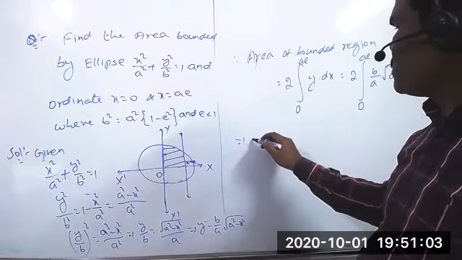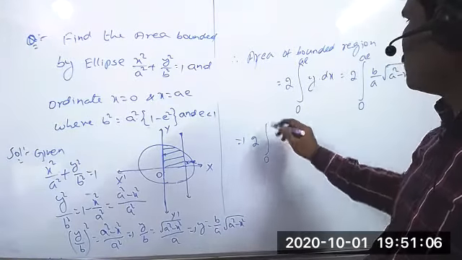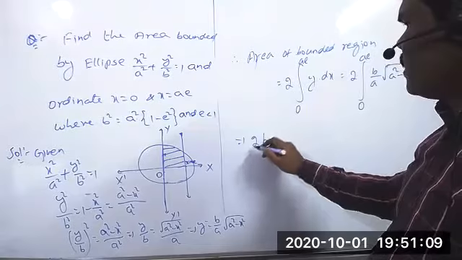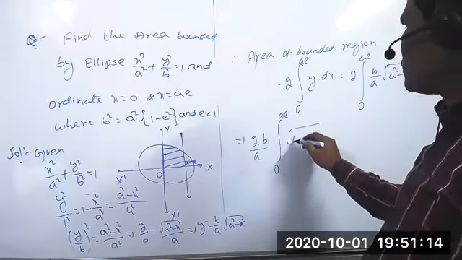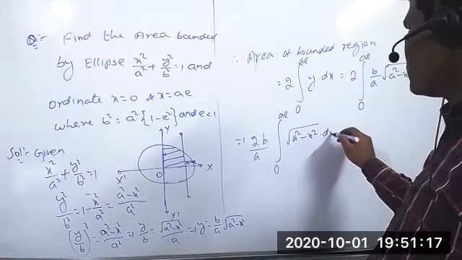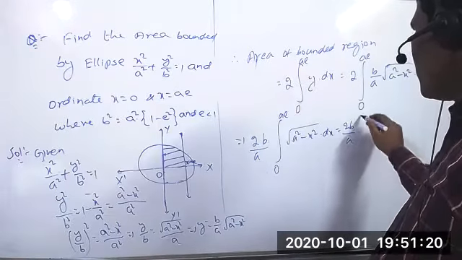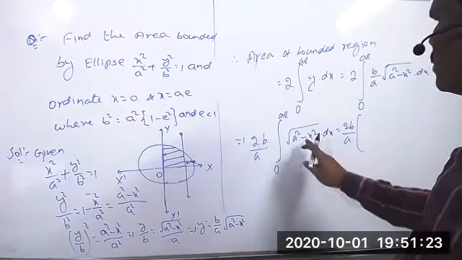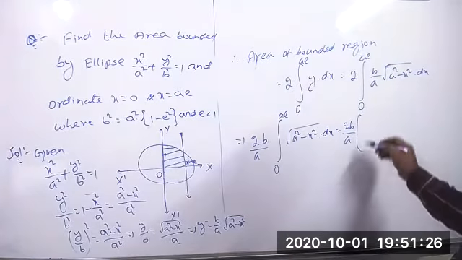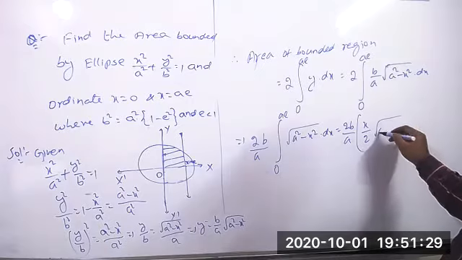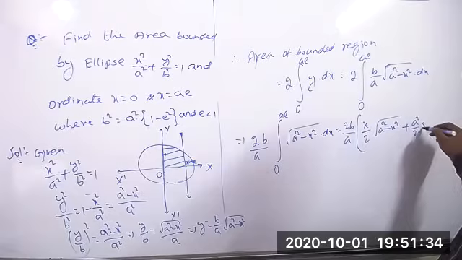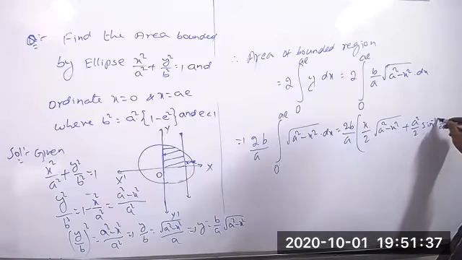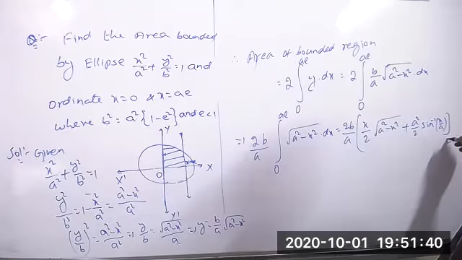So that implies 2 into the integration from 0 to ae; b by a you can also take outside. So 2b by a outside, and the integration from 0 to ae of root of a square minus x square dx. Now we can apply the formula: the integral of root of a square minus x square equals x by 2 into root of a square minus x square plus a square by 2 into sin inverse of x by a, plus c. The limits are 0 to ae.